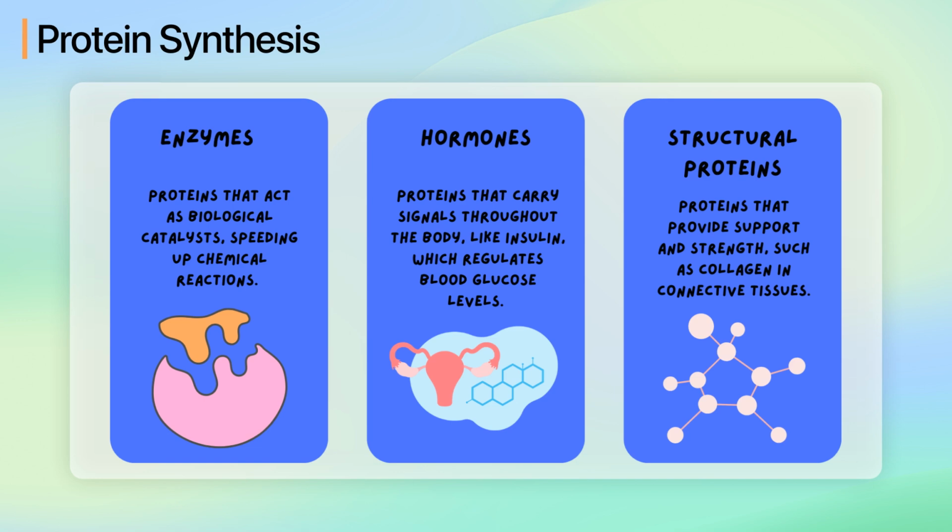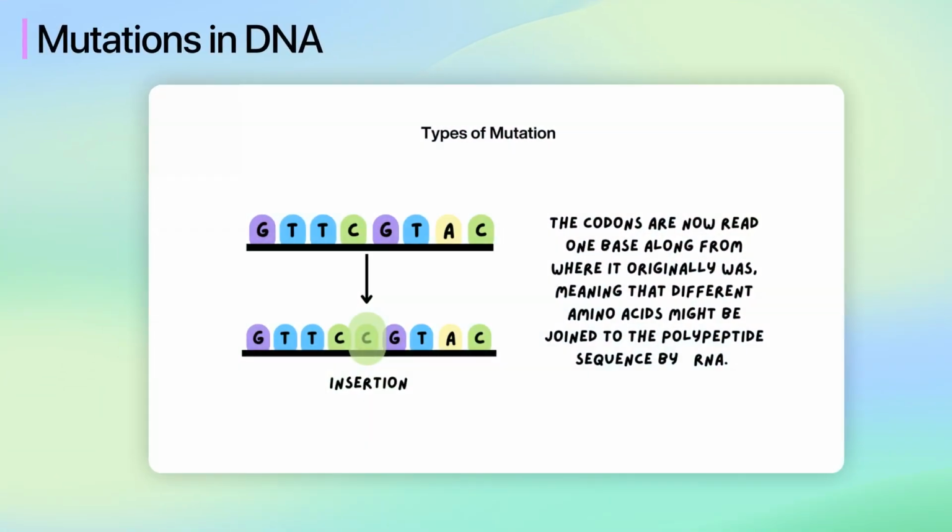The DNA sequence is critically important for proper protein synthesis. But what happens if there's a change or mutation in this sequence? Insertions are a type of mutation where an extra base is inserted into the DNA sequence. This causes a frame shift mutation, potentially altering every amino acid downstream. This means that the codons are now read one base along from where it originally was, meaning that different amino acids might be joined to the polypeptide sequence by tRNA.